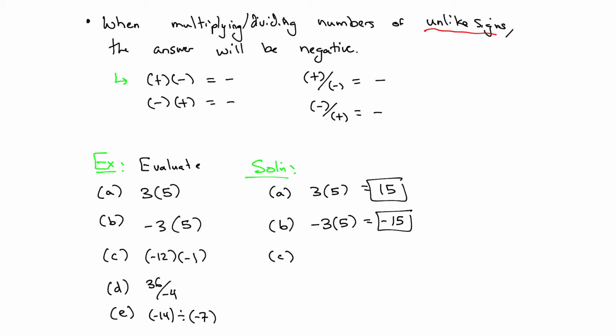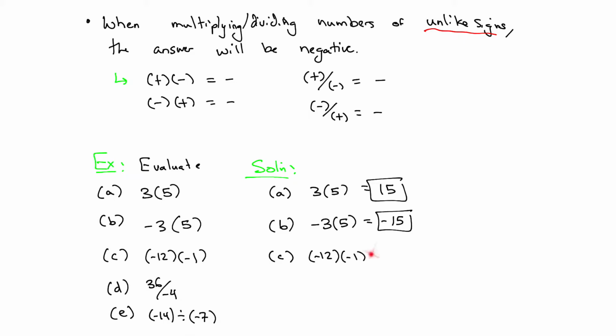Part C, -12 times -1. This result will be positive because they have the same sign. A negative times a negative is a positive. And one of the things that we'll write down a little bit later today is one of the rules is that multiplying by 1 doesn't change anything. It keeps the same number. They call it the multiplicative identity, which is a fancy name to just say when you multiply by 1, it doesn't change anything. 0 is the quote unquote additive identity, meaning that if you add 0, it doesn't change anything.